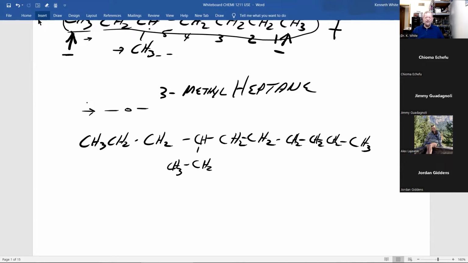And since you haven't learned, probably not, but hopefully you will, the alkane names, I'm going to just ask you right now, find out what's the longest chain.